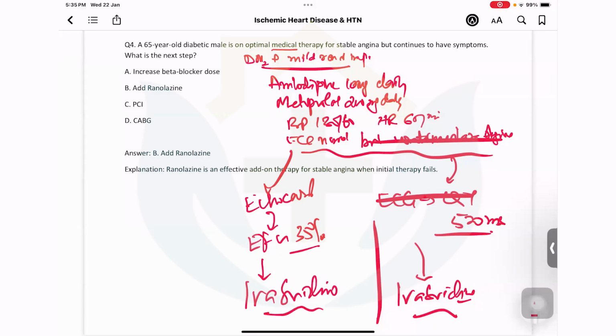So just by changing one line, we can change the approach. So ranolazine is indicated in angina, but when it comes to angina with heart failure with reduced ejection fraction, the drug becomes ivabradine. All right?